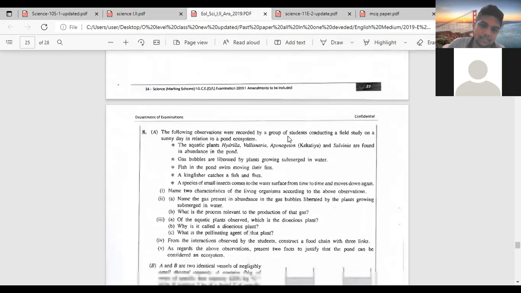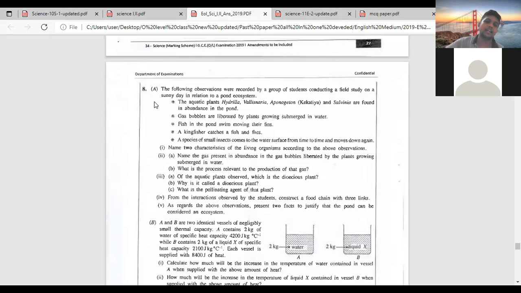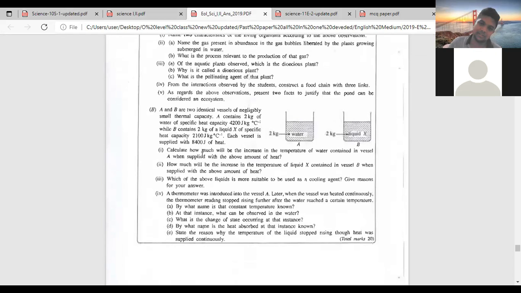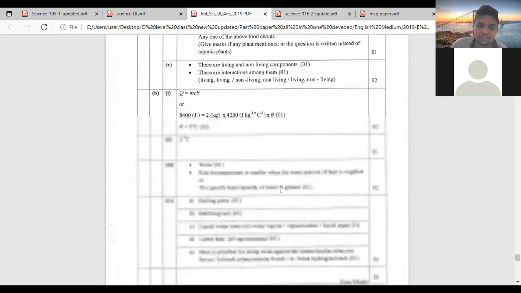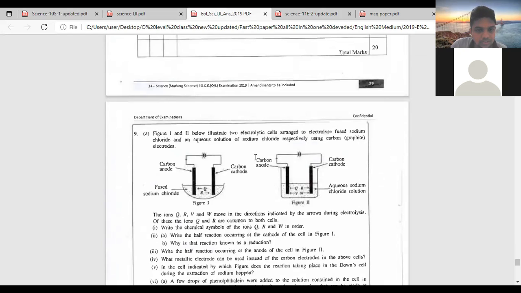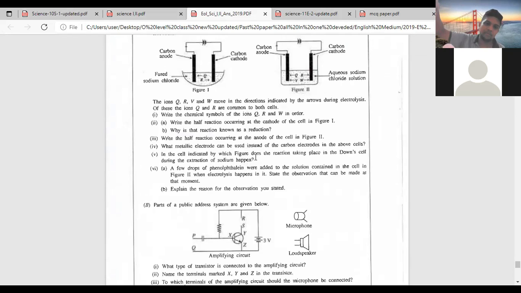Then the 8th one, that is the most taskable one. The first part is biology, the second part is chemistry, a full question of biology and chemistry. That's the 9th one, first part chemistry, second part physics. Chemistry is a bit more, since both 8 and 9 have chemistry. In 8 the first part is bio and the second is chemistry; in 9 the first part is chemistry and the second is physics, just like that.